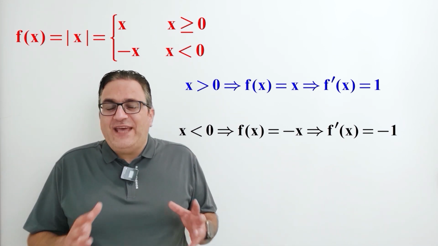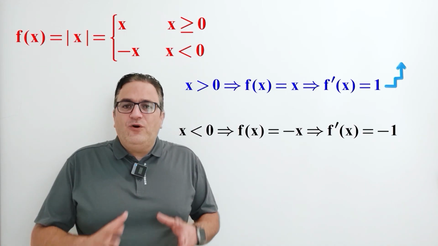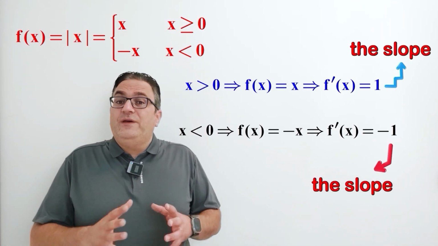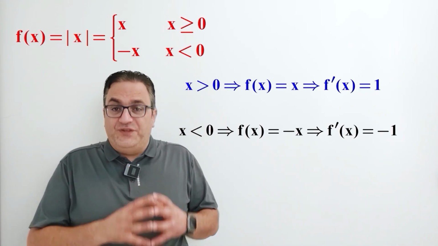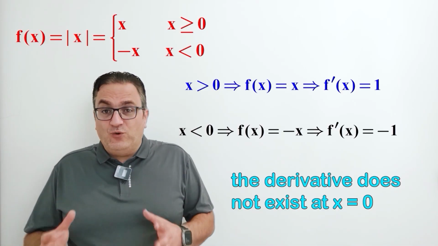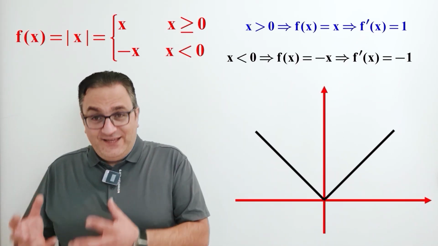But what happens at x equals 0? From the right side, the slope is 1, and from the left side, the slope is negative 1. Since these two slopes are different, the derivative does not exist at x equals 0. So the function has a sharp corner at 0.